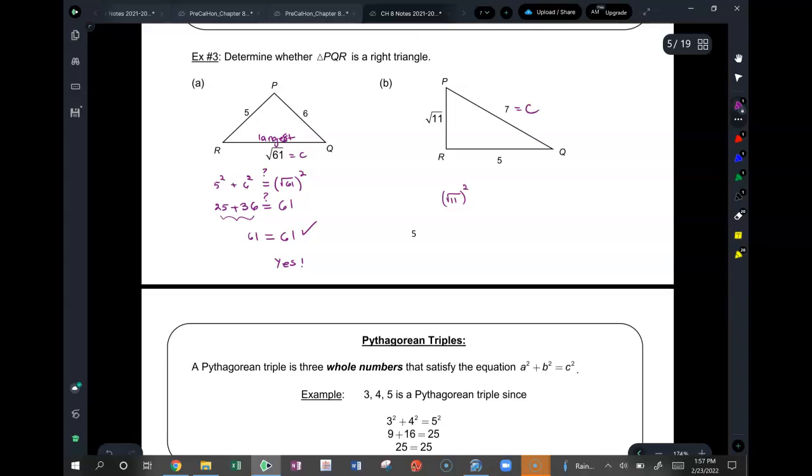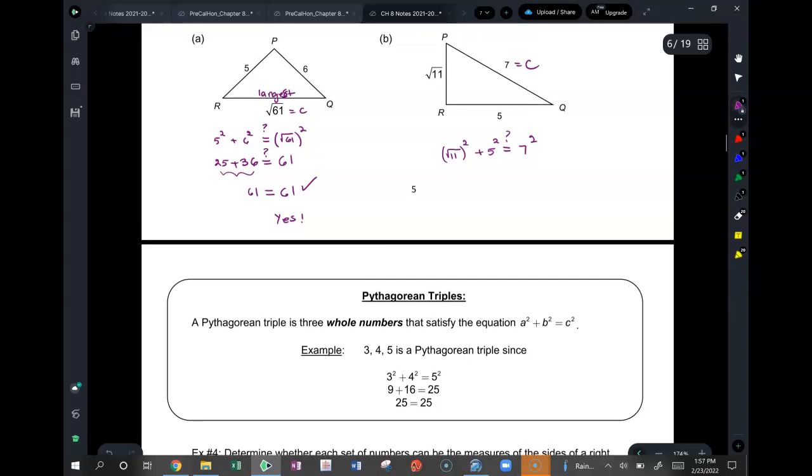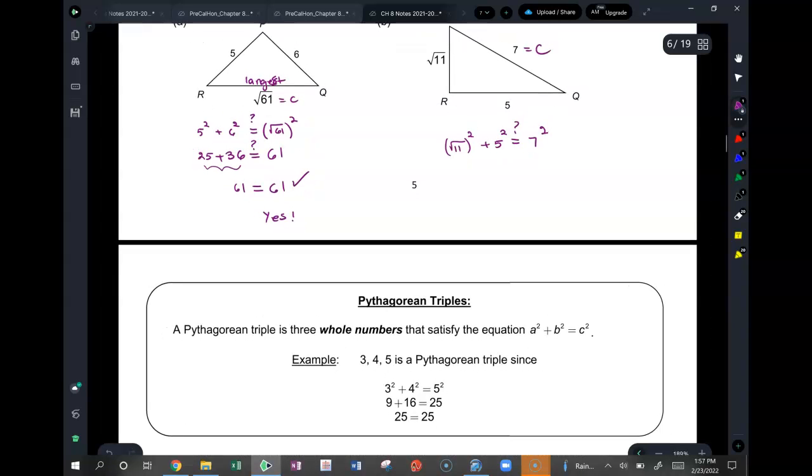So A squared. I don't worry about what I'm going to do, I just write it first. Plus B squared equal to C squared. Whoops, that's a 5 squared. And with a question mark, because I don't know if it equals. 11 plus 16, does that equal 49? I'm sorry, 25. No, it's not. 36 is not equal to 49, so no.